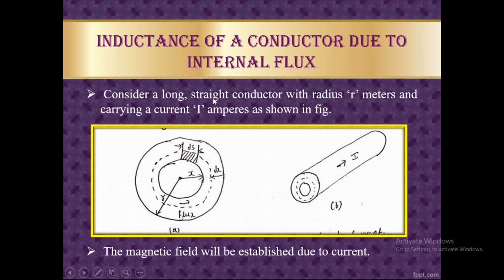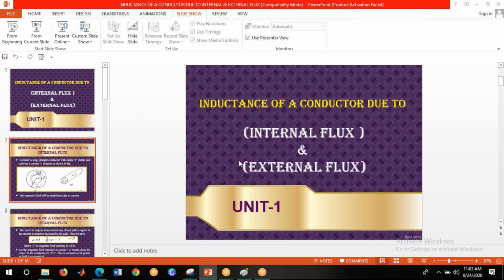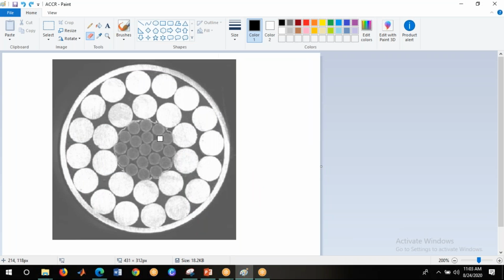See here, I will show you: if you consider a conductor like this, I hope you are seeing the paint. Suppose this is the ACSR conductor, aluminum conductor steel reinforced. Here the internal part, the central core, is steel, and the outer conductors are aluminum. The main purpose of the steel reinforcement is mechanical. When current flows through the conductor, the flux will differ between the internal and the external flux.